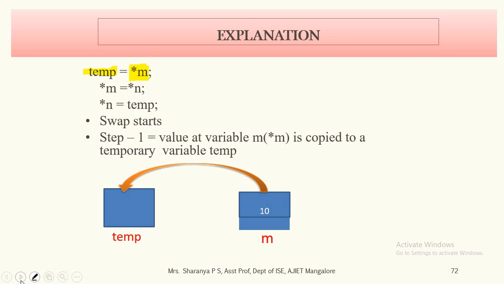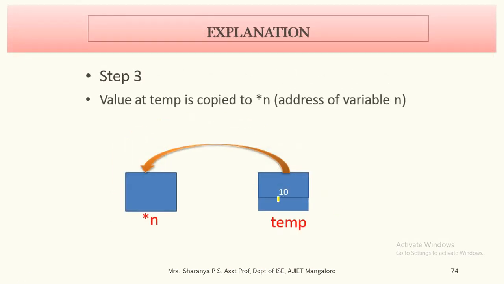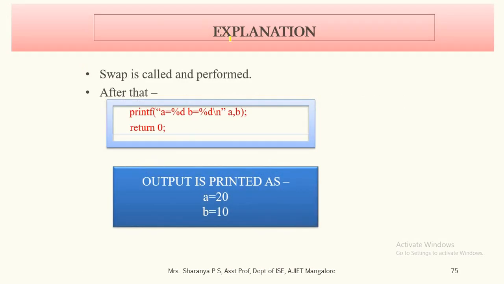Next, the content present in star n, whatever value it is, is copied into the address of this m. And finally, the value present in temp is copied back onto the address of this variable n. That's why we refer to it as star n. This is how the swapping will be done.